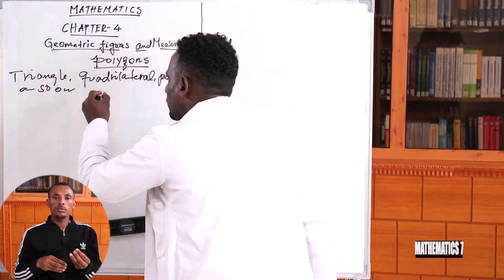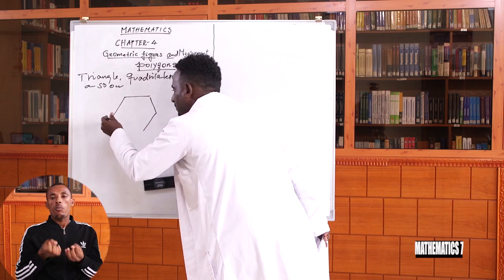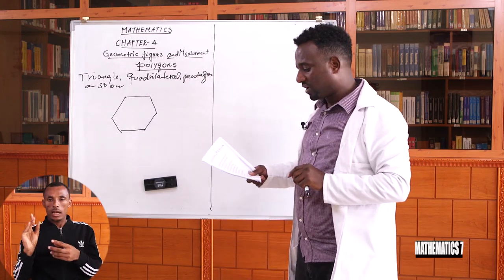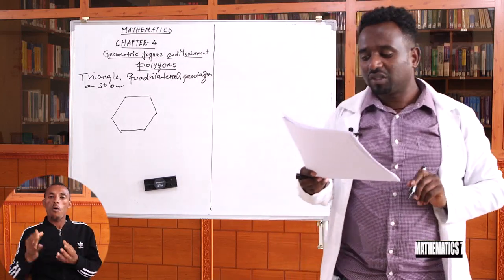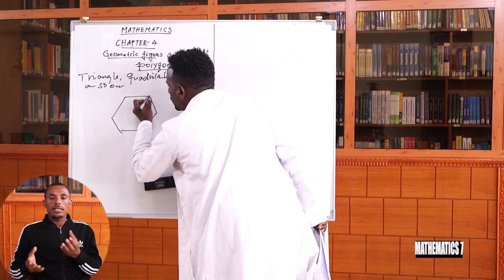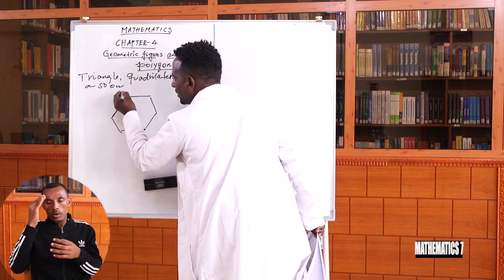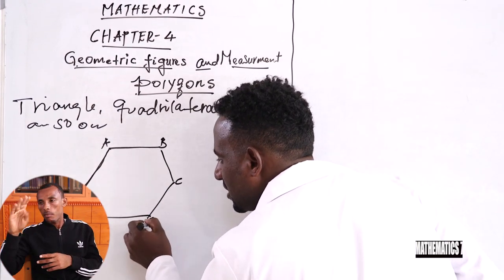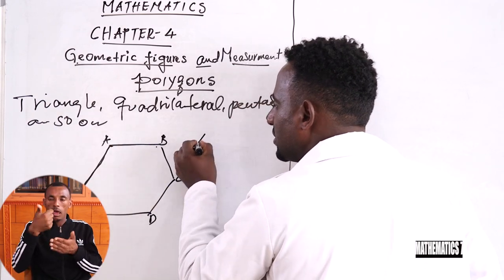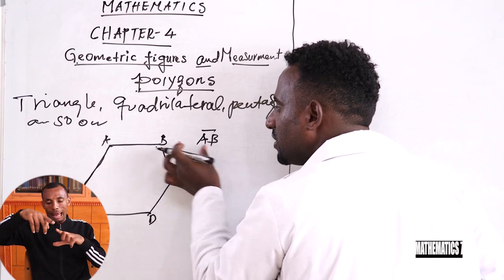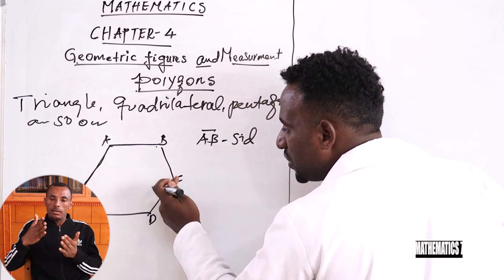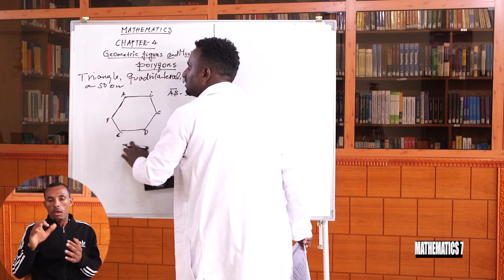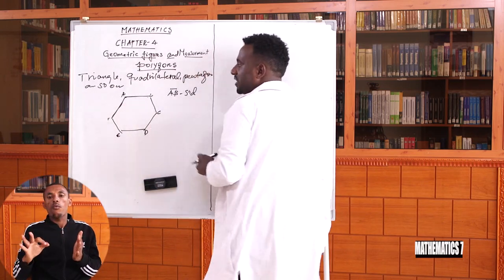When you draw an example of a polygon, any polygon has sides, vertices, and diagonals. What does it mean, side of a polygon? The line segments forming a polygon are known as its sides. Let this hexagonal polygon have vertices A, B, C, D, E, F. AB is a side of the polygon, a line segment which forms the polygon, and also BC, CD, DE, EF, FA are all the sides that form the given hexagon.